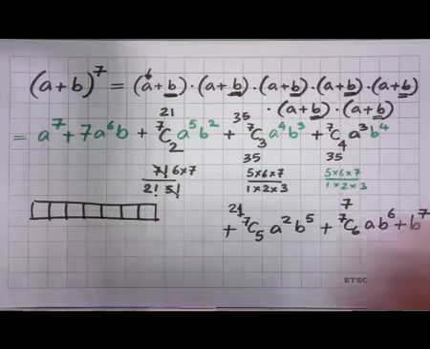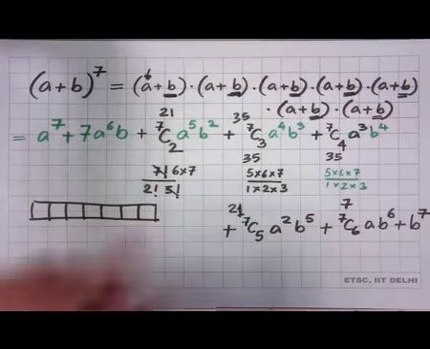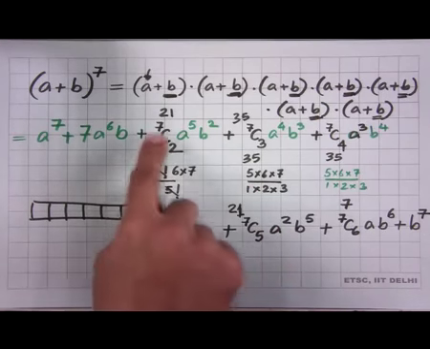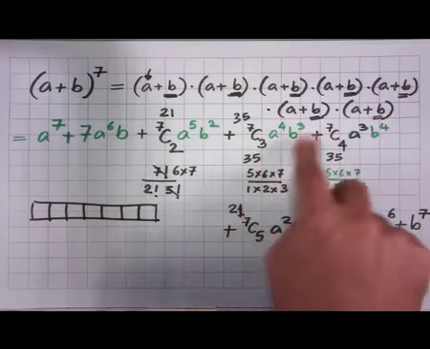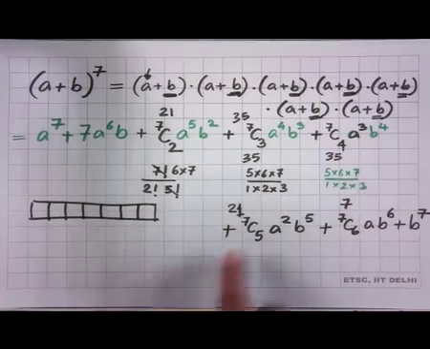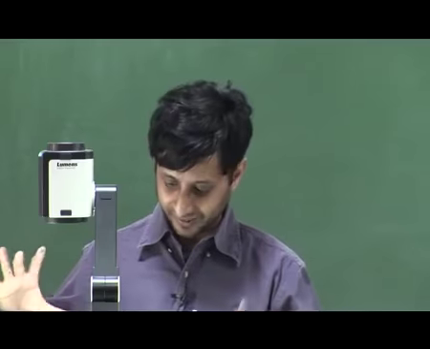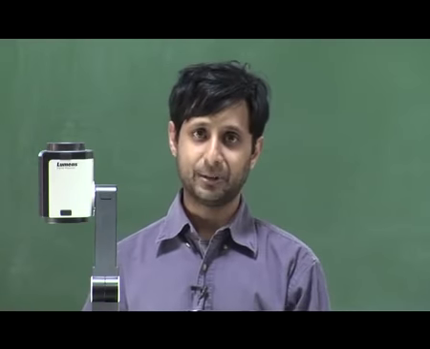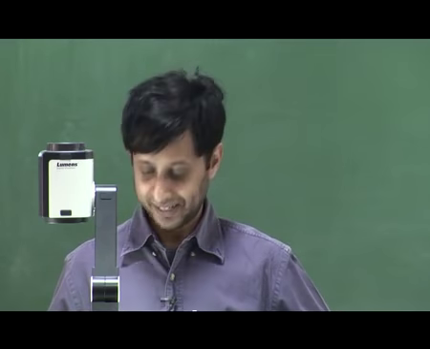Then the next time you pick 5 a's and 2 b's, so you get a power 5 times b squared, and how many different ways can you do that? 7c2, and then 7c3 times a power 4 b cube, 7c4 times a cube b power 4, 7c5 a squared b power 5, and so on and so forth. So, this is in a nutshell the gist of the entire chapter. All the problems revolve around this expression, the way you broke this up and found the result. Okay, thank you for your attention, and hope to see you soon.